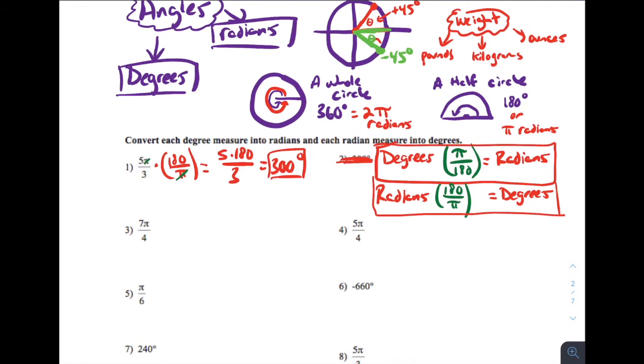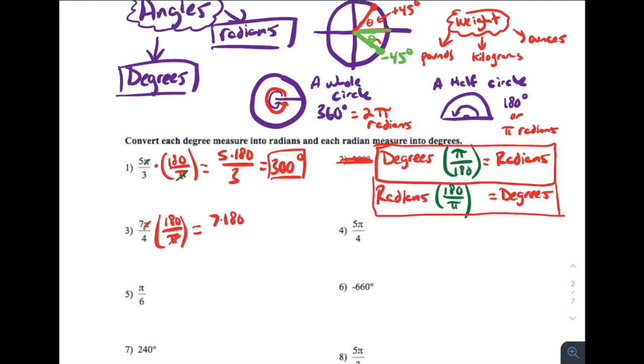We can do the same idea for number 3. In this case, if I wanted to convert this from radians to degrees, I'd multiply by that 180 over pi. Our pi's would cancel each other out. So that's 7 times 180 over 4, which in our calculator would be equal to 315 degrees. So 7 pi over 4 and 315 degrees are equivalent. They're just different measures of angles.